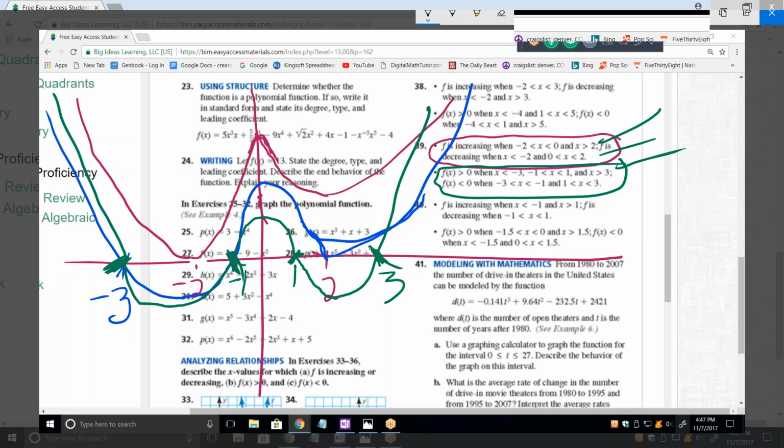Okay. What degree is it? 4. And what is the sign of the leading coefficient? Positive. Correct. Because we know it's got to be x to the fourth power, and that end behavior goes to positive infinity, so that's got to be a plus, can't be a minus. Okay, see if we can do one more here.